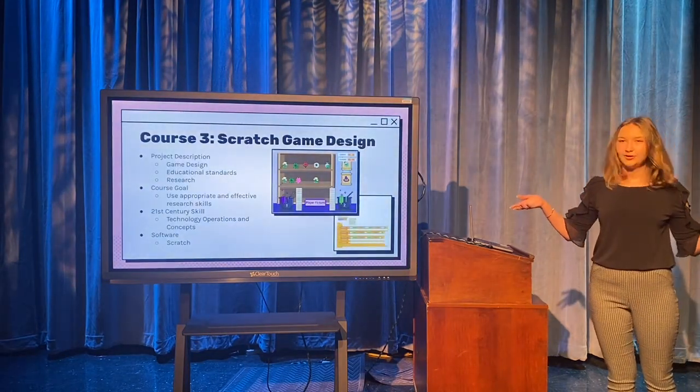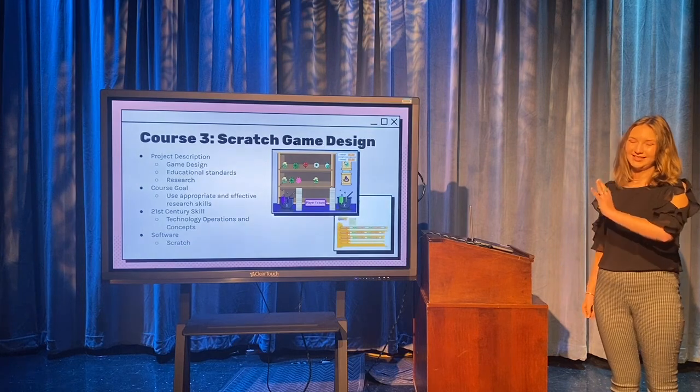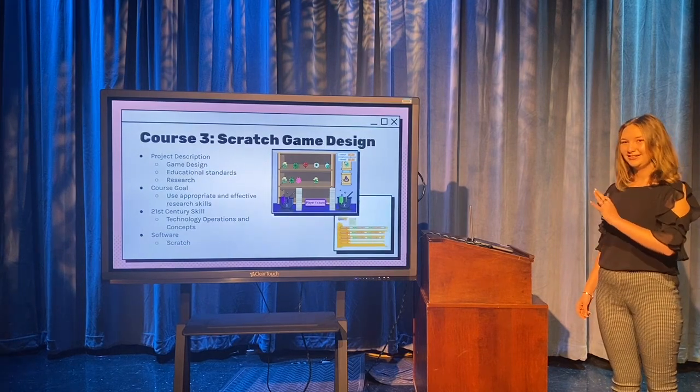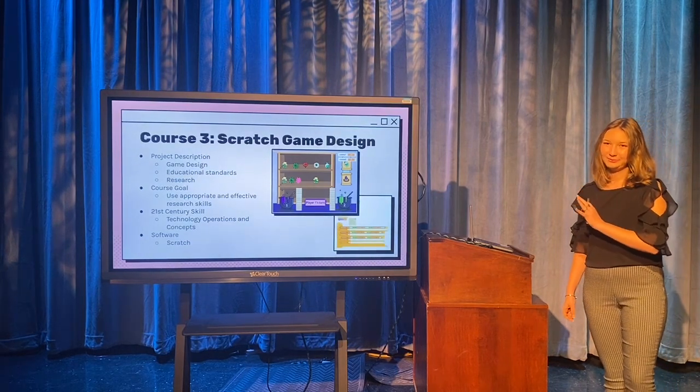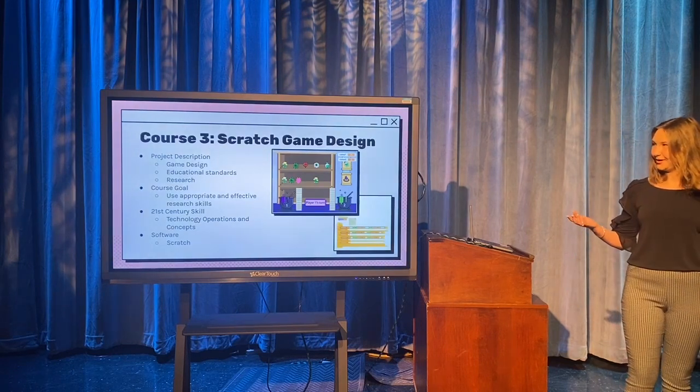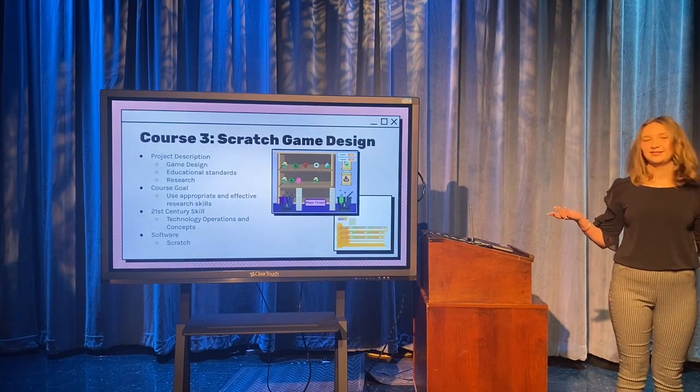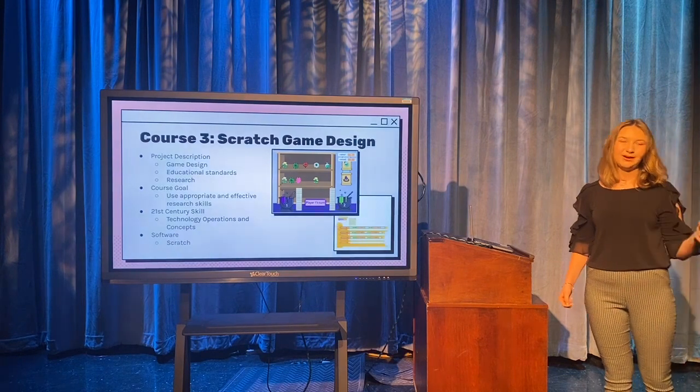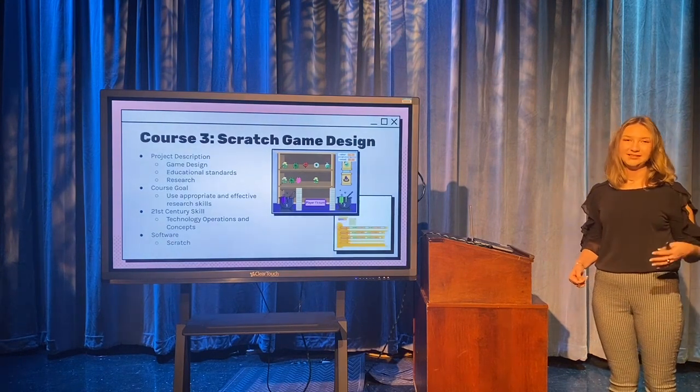All right, course 3. This is my most aesthetic project ever. There's not a ton behind it, but it is very, very pretty. This was educational Scratch game design, and basically what it is is a block coding software. You string blocks together and it does a very basic sort of code.